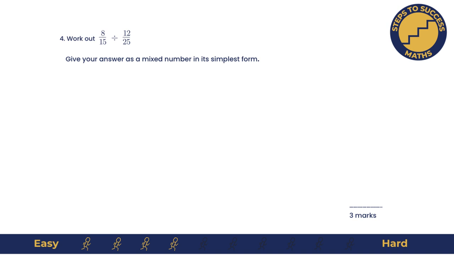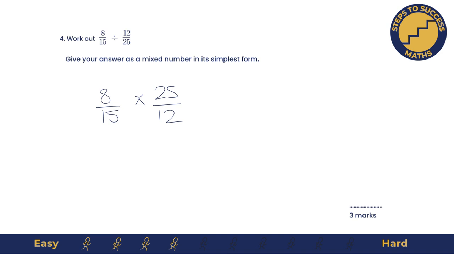Question 4. Work out 8 over 15 divided by 12 over 25. Give your answer as a mixed number in its simplest form. So KFC. Keep the first fraction, 8 over 15, change the sign to times, and flip the second fraction, 25 over 12. Look for ways to cancel.